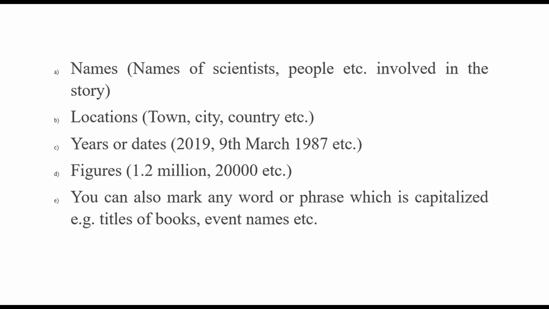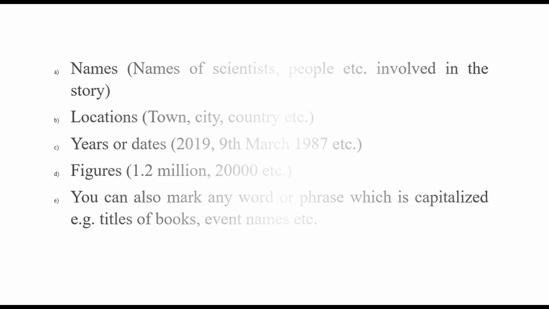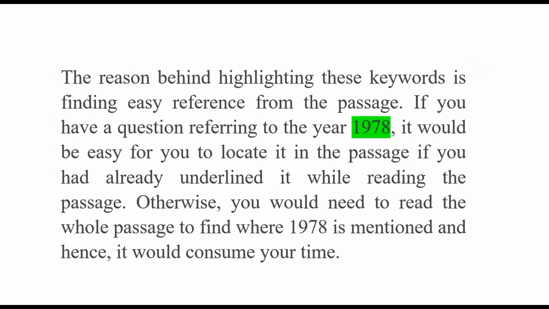So that you will not be reading the passage over and over again. The questions set on the passage are not on every detail in the passage, but on specific points. That is why you focus attention on the names, the places, that's called locations, the years or dates, the figures, and any other special events you think you can pick out from the passage. We should not be afraid. The reason behind highlighting these keywords is to find it easy to reference what you have read in the passage, and that will help you not to go back again and read the passage over and over again. That will be cumbersome and a waste of time and effort.